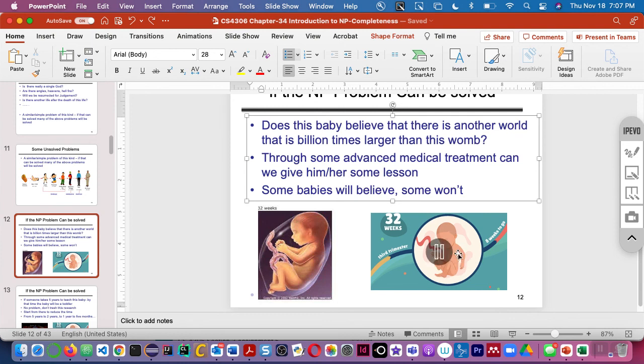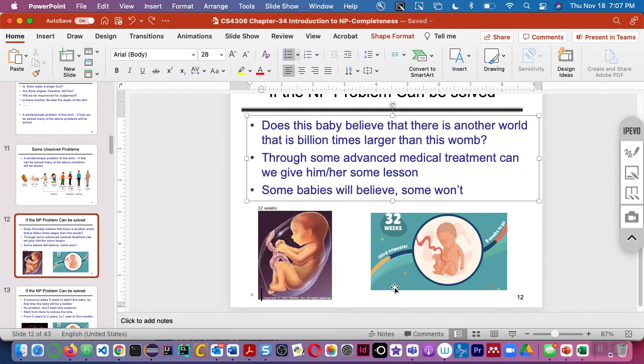to teach this baby before he is born that there is another, larger, real world. Okay, so that means whatever research is going on, even if it is not successful, it is considered, it is valued.